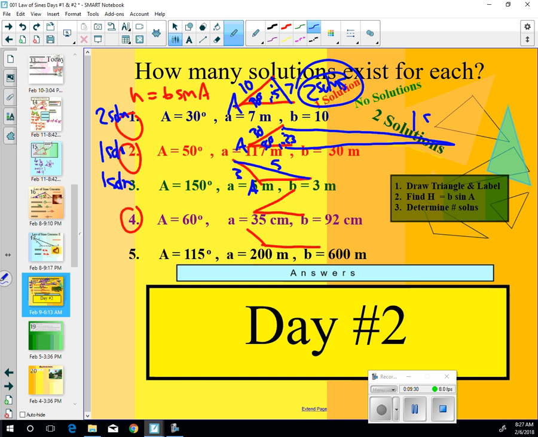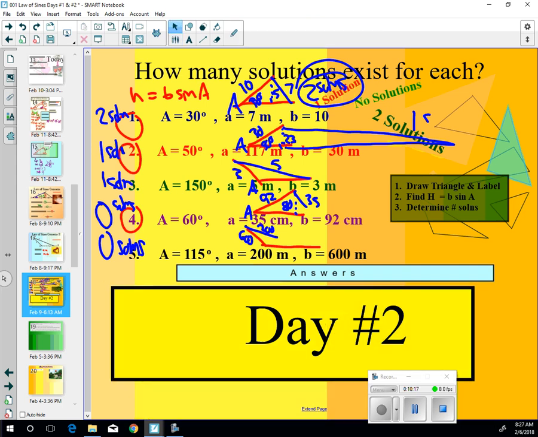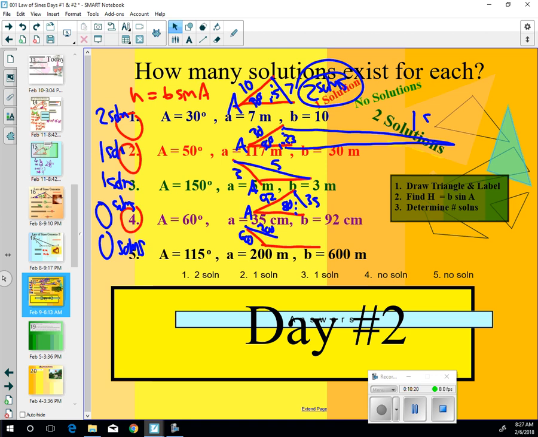What is the height for this guy that you guys got? Okay, so about 80. We'll just say 80. So this is 80. And this one straight across, or B is 92, and then this one is only 35. So how many solutions is that going to be? 0. This will be no solutions. And then this one has 600 next door, and then across is only 200. So is that ever going to make a triangle? Nope, so no solution. So the answers should be 2, 1, 1, 0, and 0.